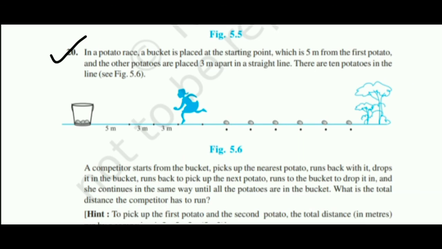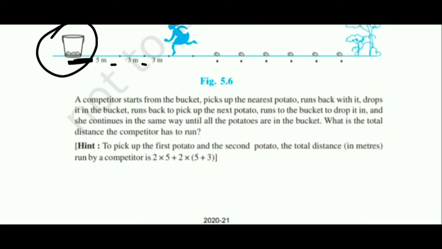20th. In a potato race, a bucket is placed at the starting point. You can see a bucket is placed here, starting point, which is 5 meters from the first potato. See, the distance between the bucket and the first potato is 5 meters, and the other potatoes are placed 3 meters and 3 meters apart in a straight line. There are 10 potatoes in the line. Okay, a competitor starts from the bucket, picks up the nearest potato, runs back with it, drops it in the bucket, runs back to pick up the next potato, runs to the bucket to drop it in it, and she continues in the same way until all the potatoes are in the bucket. What is the total distance the competitor has to run?